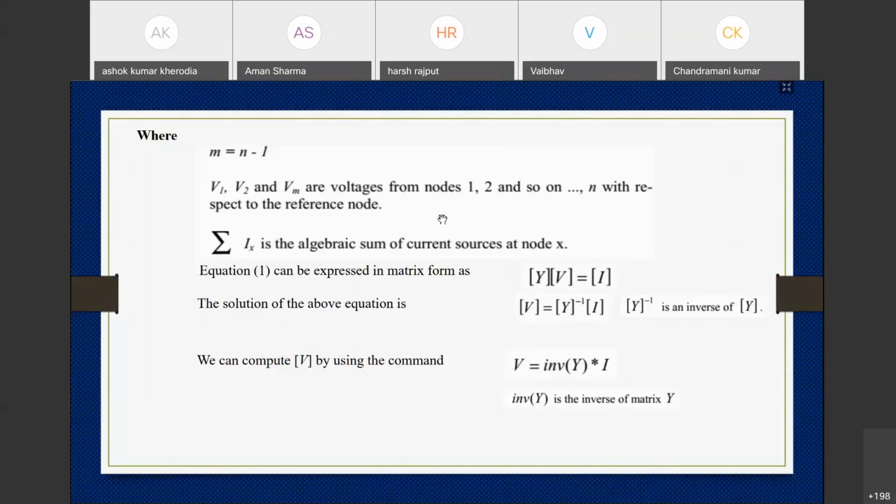So what is I, current, actually? V by R. So what is 1 by R, or what is 1 by Z? That is Y. So what we are doing, we are writing Y into V equal to I, because MATLAB solves the equation in terms of matrix.